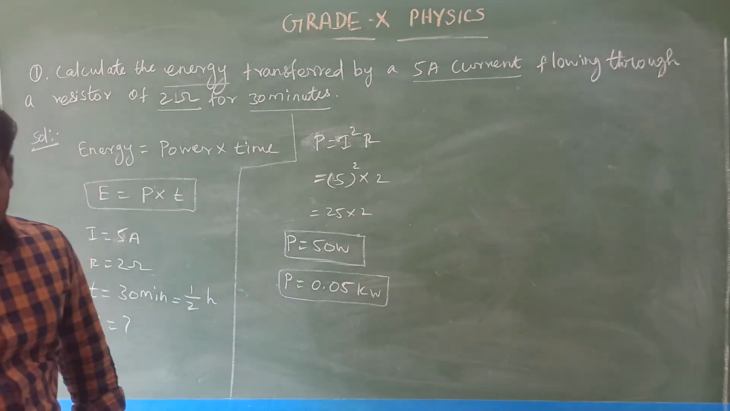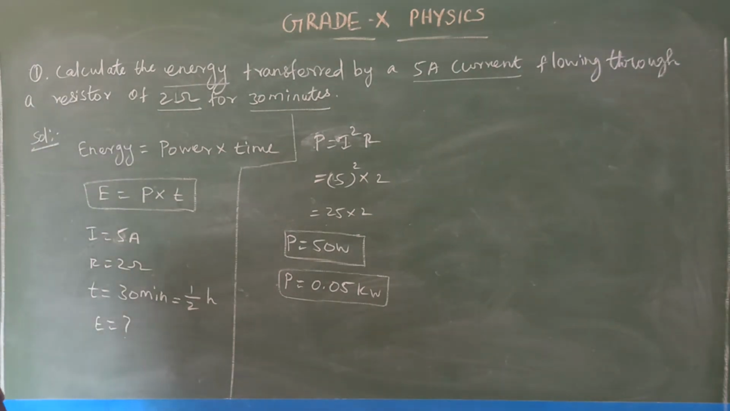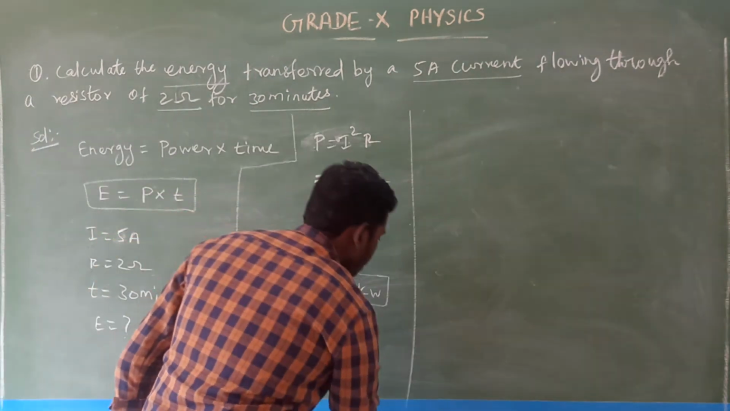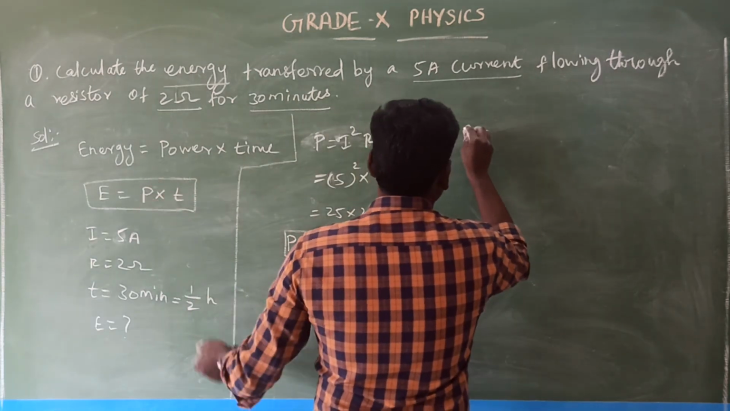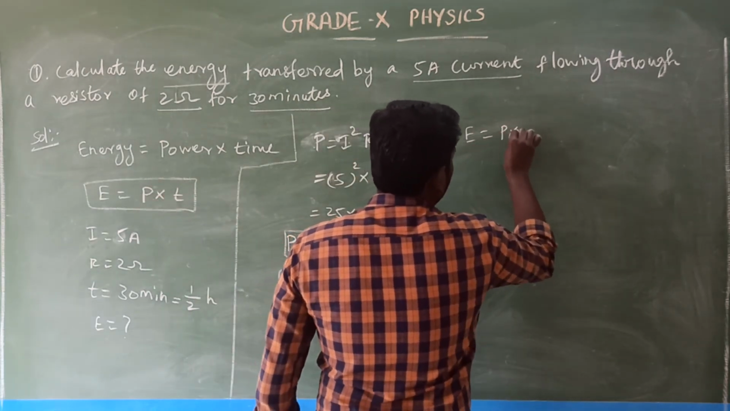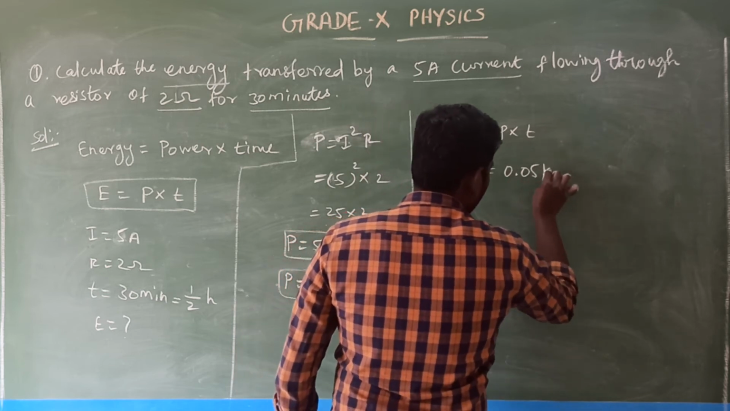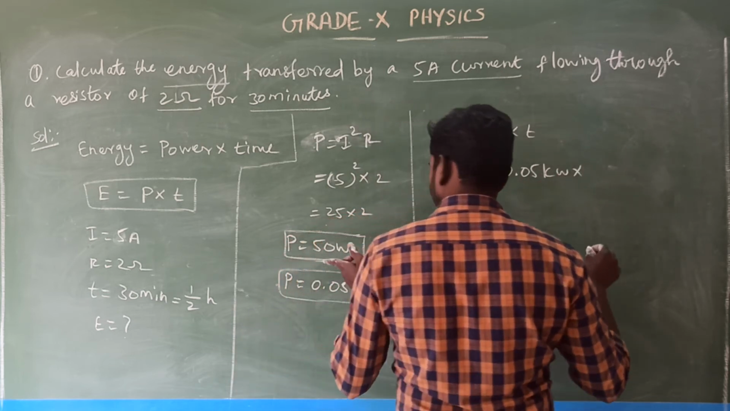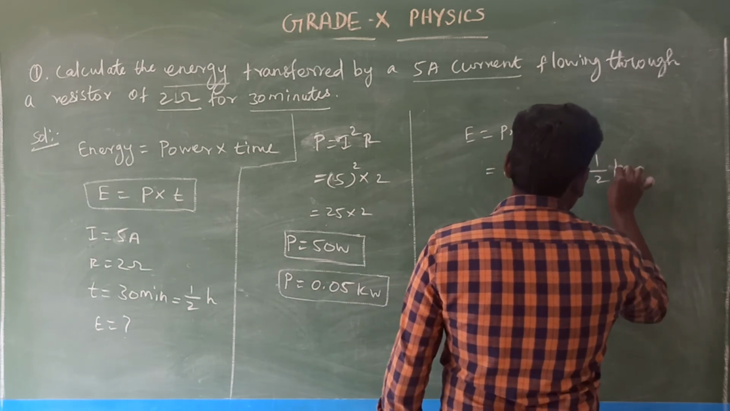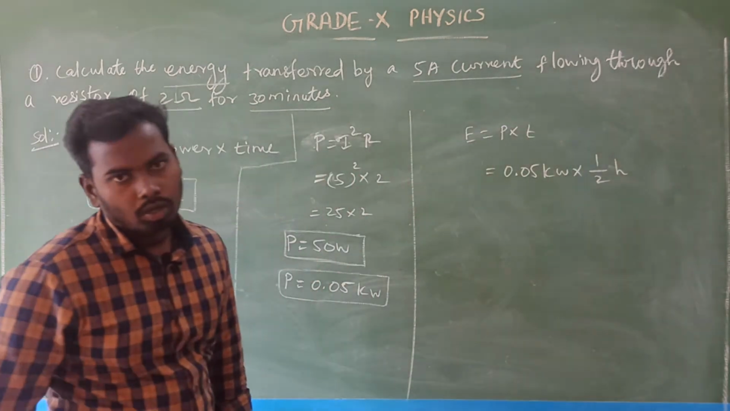Okay, students. So now calculate the energy. E is equal to P into T. The P value is 0.05 kilowatt, and time how much? 1/2 hour. Is it clear?